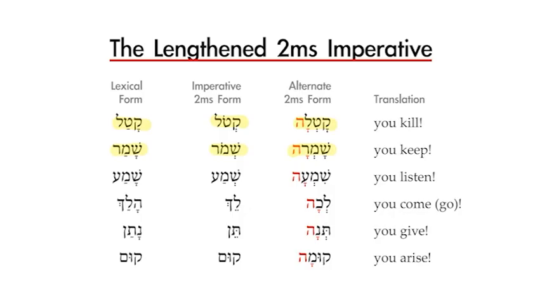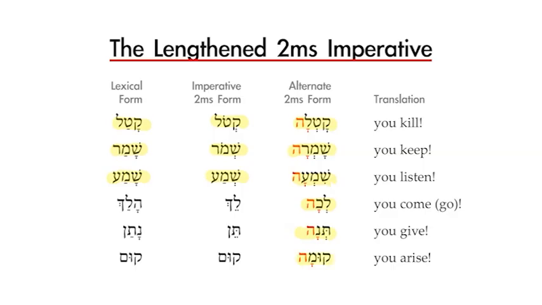Let's look at our third example, shema. The imperative, shema, with a pathach stem vowel because that guttural prefers the A-class stem vowel. And then shim'a, the lengthened 2ms imperative. Notice that in this case we have a hireq vowel under the first root letter and not the kamets hatuf. It's variable. The following three weak verbs are included because they occur with some frequency in the lengthened imperative form. Lecha, from the verb halak, tena, from the verb nathan, and kuma.